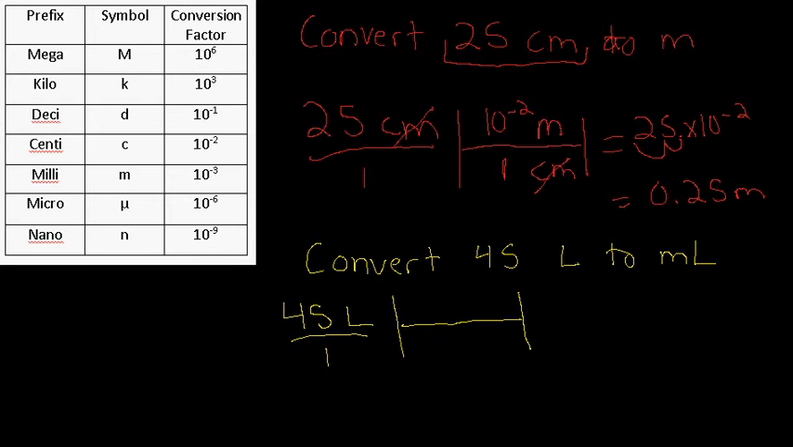The answer is liters. So the way that I'm going to make liters disappear is by putting an L down here, because now they're simply just going to cancel out when I multiply them. And I'm trying to get milliliters, so I'm going to put mL in the top. I'm going to look to my conversion factors.